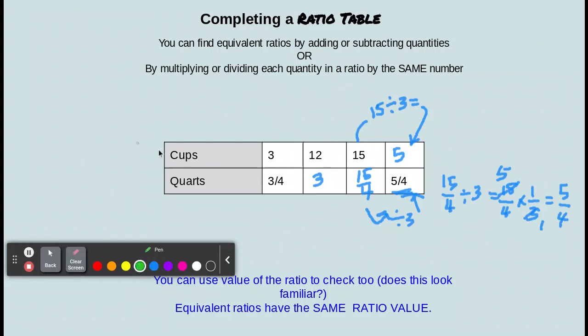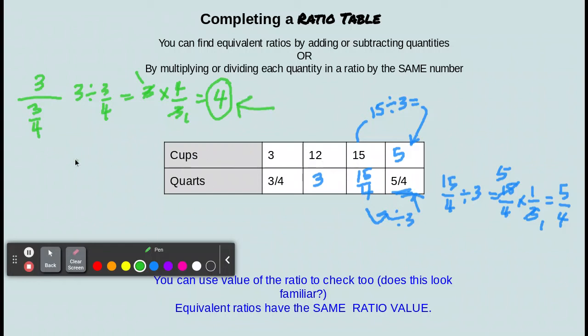And we can check, let's see, our value of the ratio is 3 divided by 3/4, right? 3 divided by 3/4, which is the same as 3 times 4 over 3, which is the same as 4. So all our ratios here should have a ratio value of 4, meaning if you put cups on top and you divide it by quarts and simplify, it should equal 4.